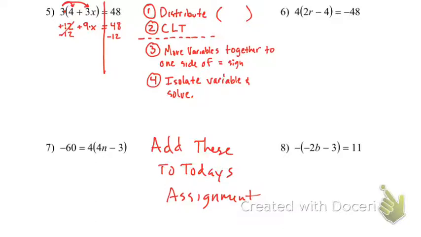12s cancel out. We're left with 9 times x equals 36. And now to get rid of the 9, we do the opposite of multiplication, which is division. What you do to one side, do to the other, and x equals 4. All right, let's jump over to number 6.